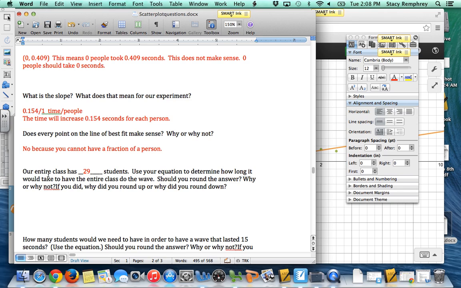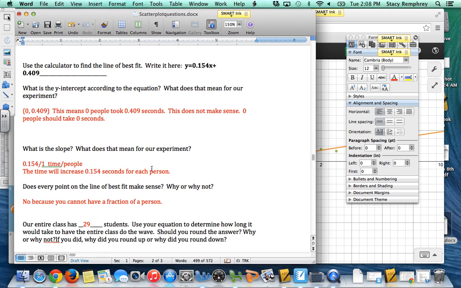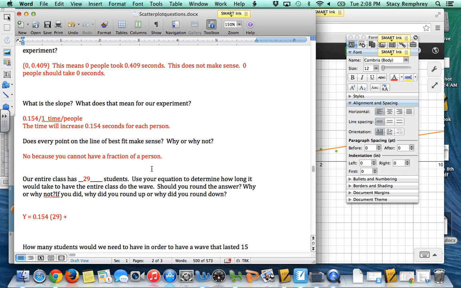Now, future prediction equations. Our class has 29 students. Use your equation to determine how long it would have to take the entire class to do the wave. So 29 is people. Which was people, X or Y? X. So we're going to type in 0.154. I'm going to replace X with 29 plus, let me go back to look at what it was, 0.409.